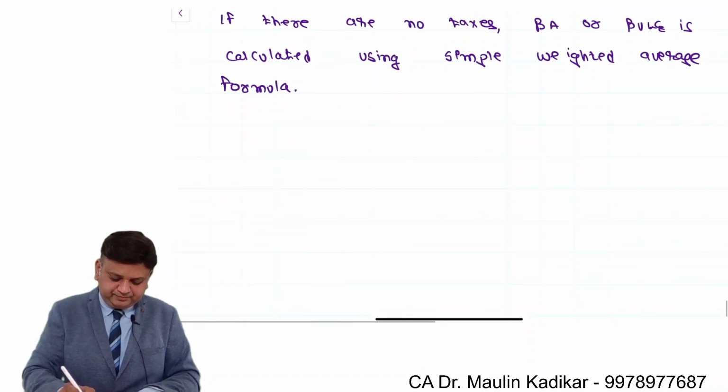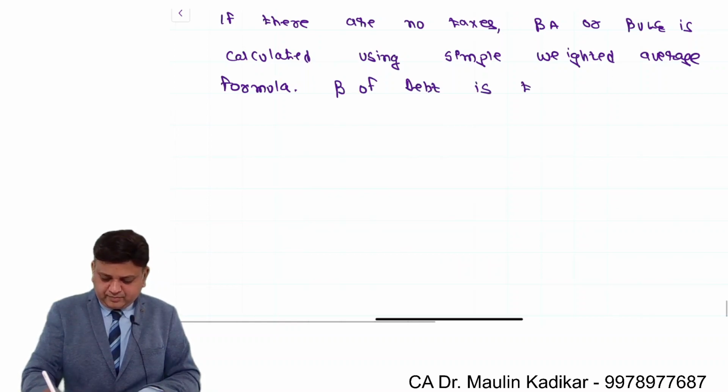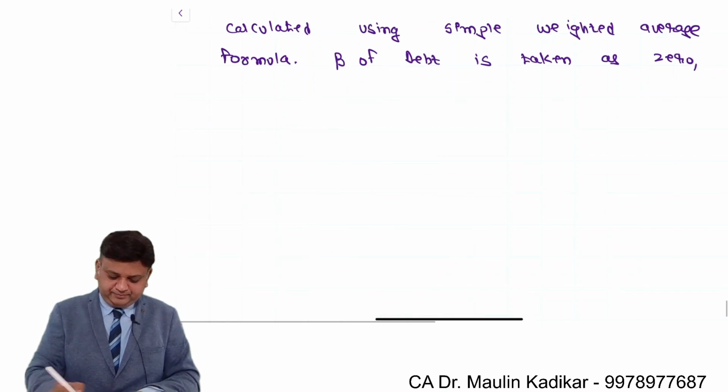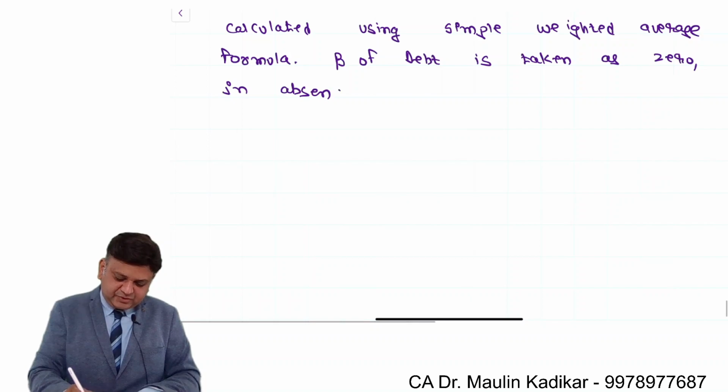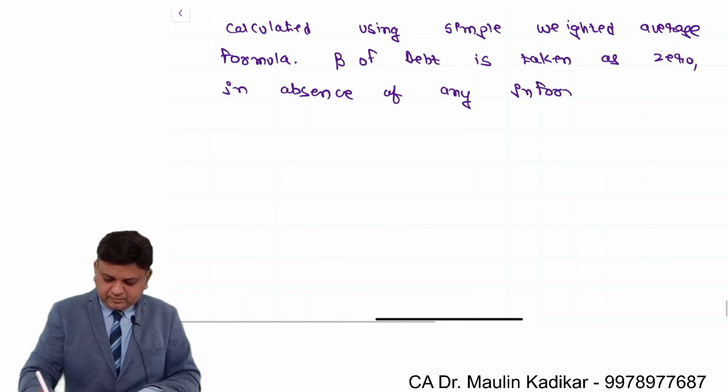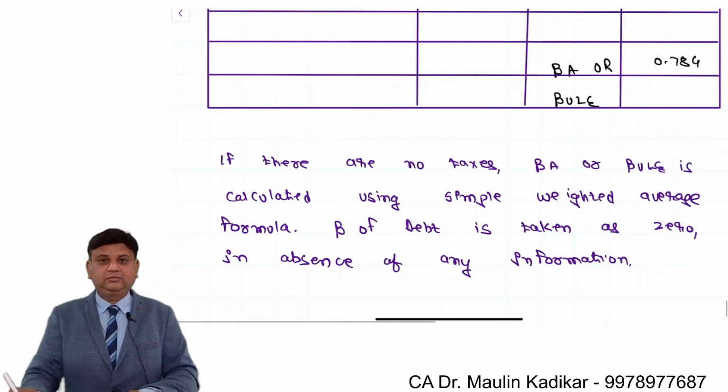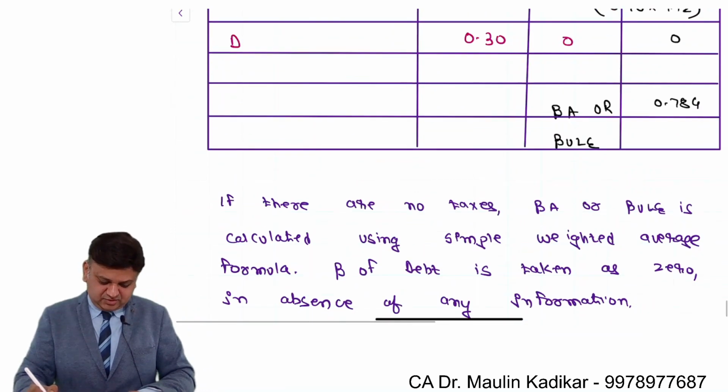Full stop. Beta of debt is taken as 0, comma, in absence of any information. That is what we understand. Okay.